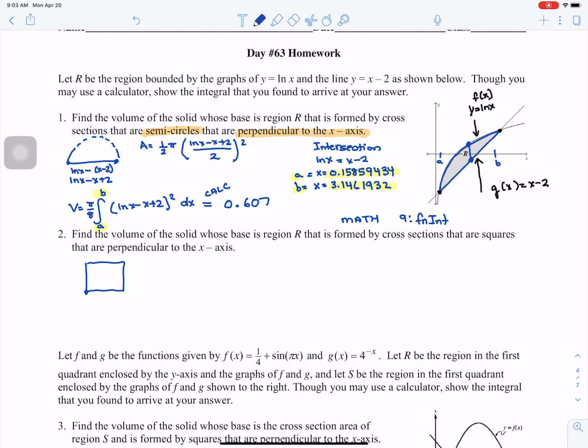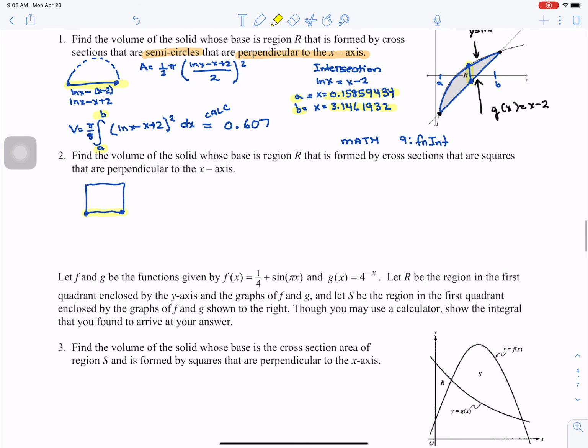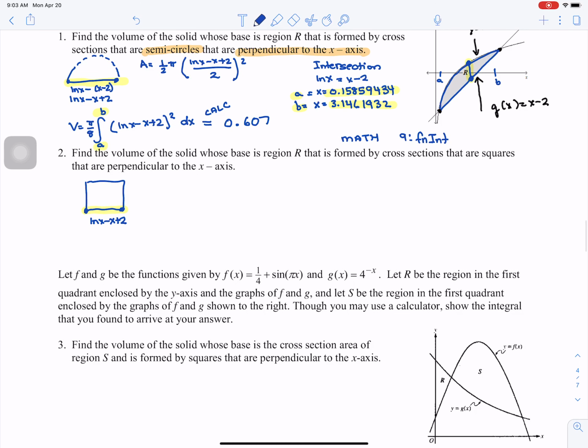What happens if the cross section is squares that are perpendicular to the x-axis? So there's my base, which is represented by that vertical line I've drawn right here. Let me highlight that in yellow so that it makes it easier to visualize. So this is ln x minus x plus 2, just like we did above. So the volume would be the area of one of those squares.